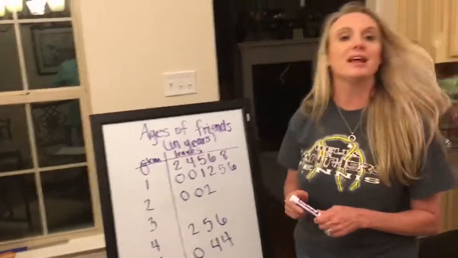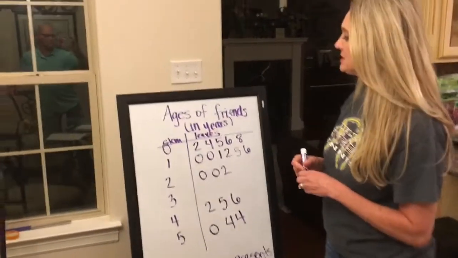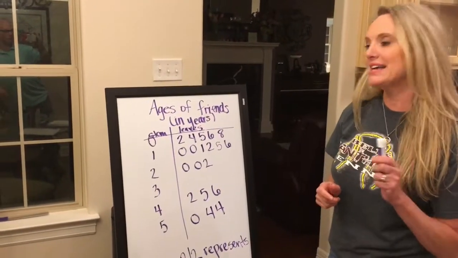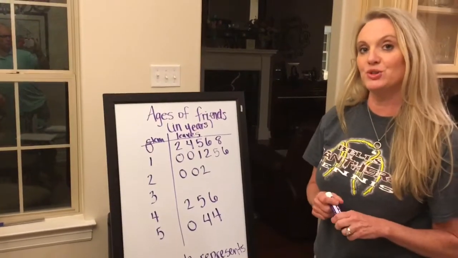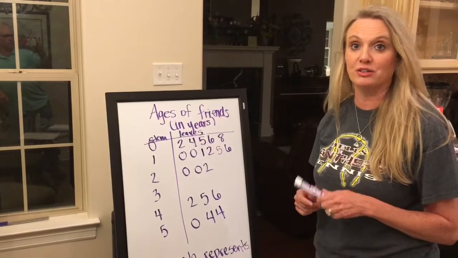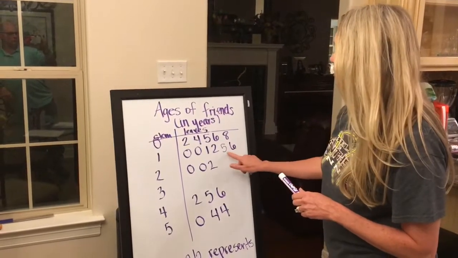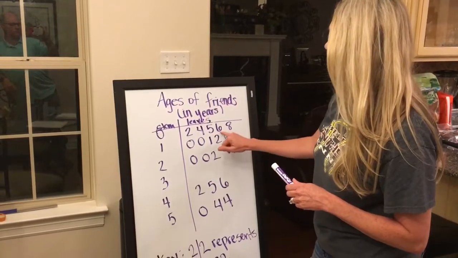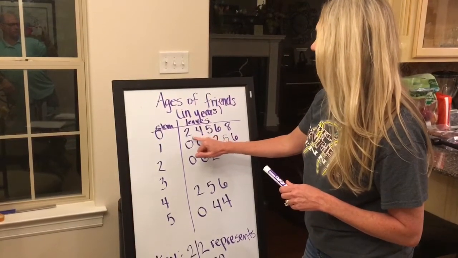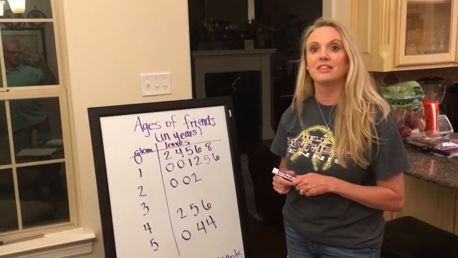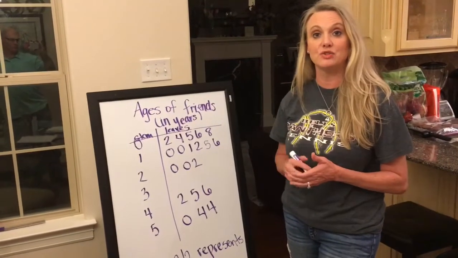Next, I might move it up a little bit and I might say, how many of my friends are less than 19 years old? Now remember, I don't have to have a 19 to ask that question. 1, 2, 3, 4, 5, 6, 7, 8, 9, 10, 11. I have 11 friends that are under the age of 19.